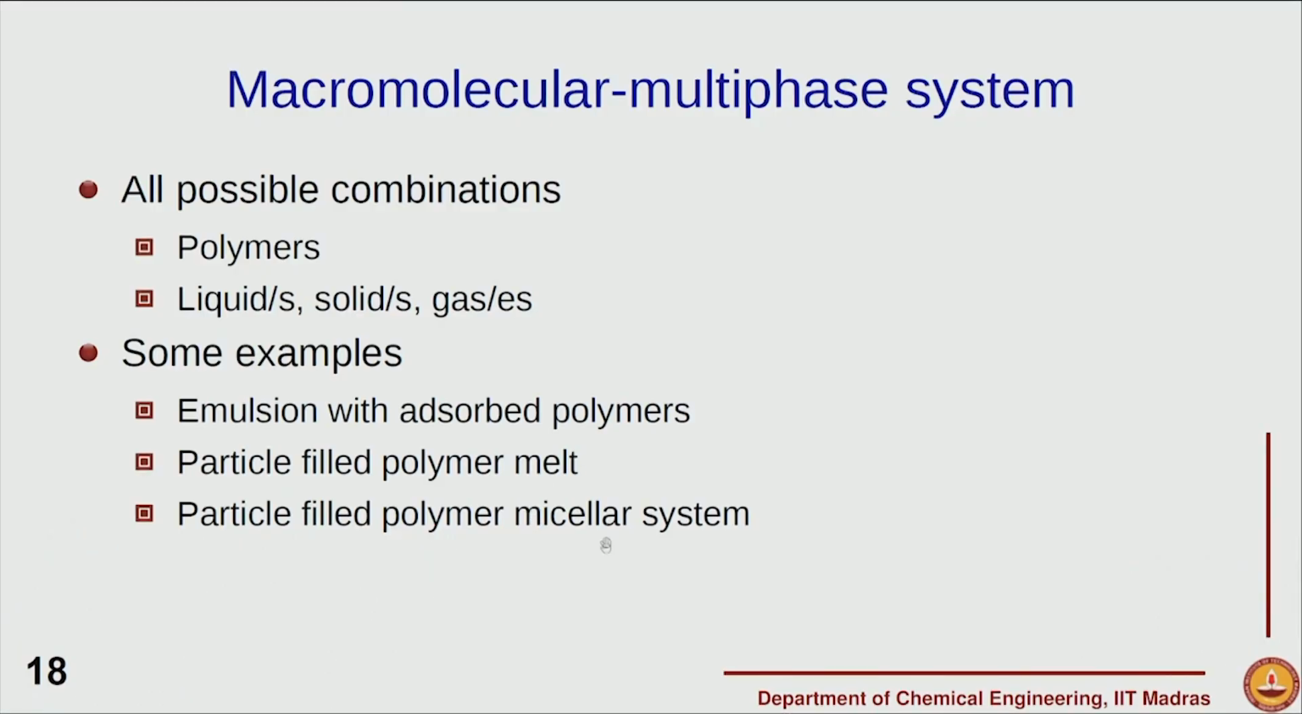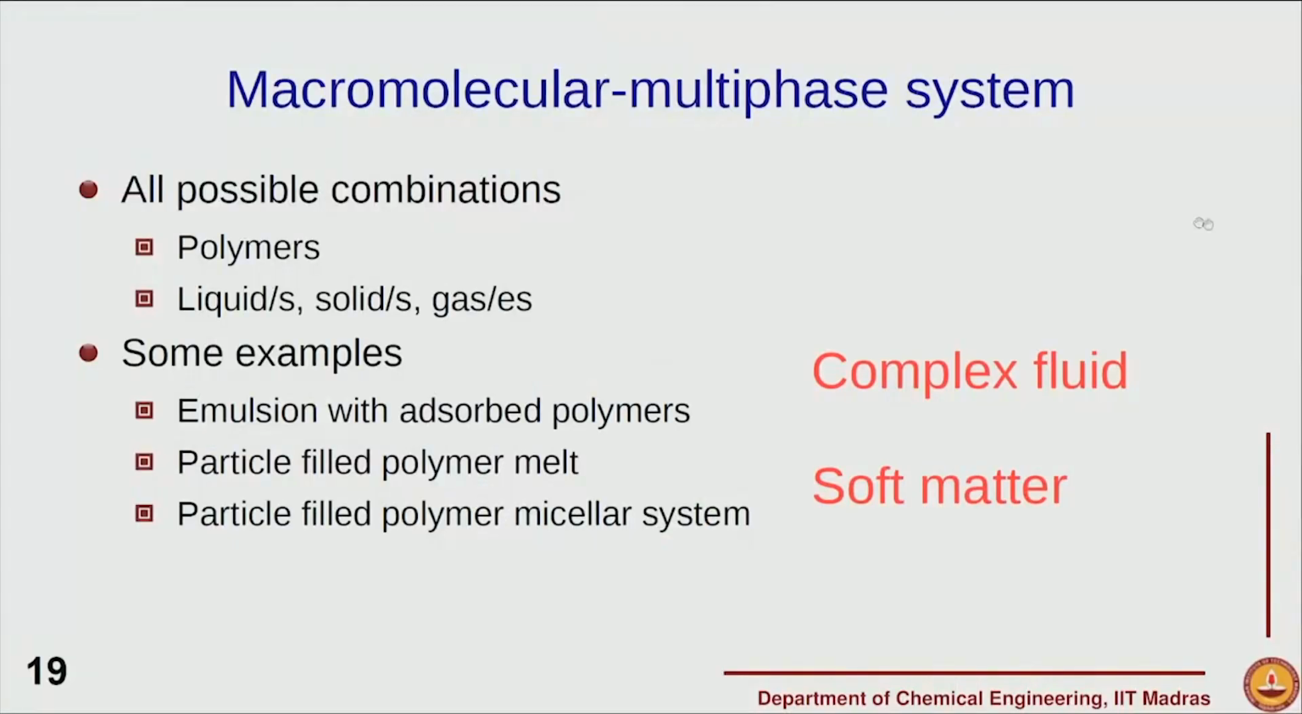Similarly, we also have a micelle system, in which case, let us say, if a nanoparticle is being used as part of a drug delivery system, then we have a micelle which is formed with polymer, and then there is a particle also there. So, these are all examples of materials where there are macromolecules and there are multiple phases. So, the next few examples that we will look at belong to this class, and because of their inherent complexity, most of the rheology these days is done for materials which are called complex fluids or soft matter.